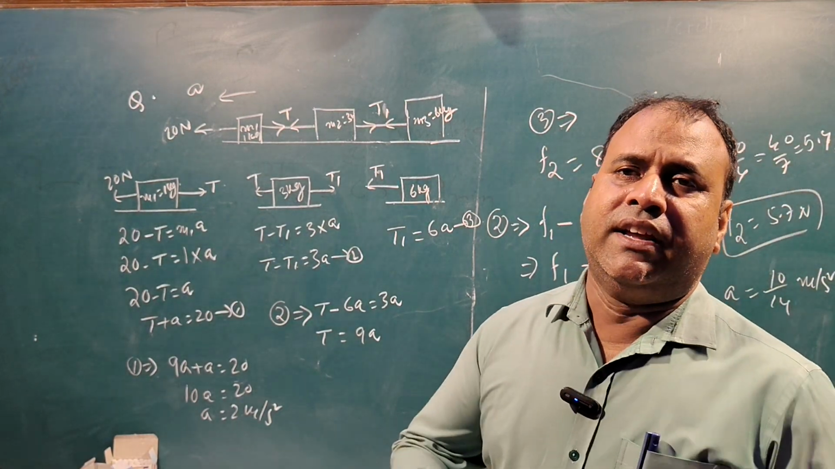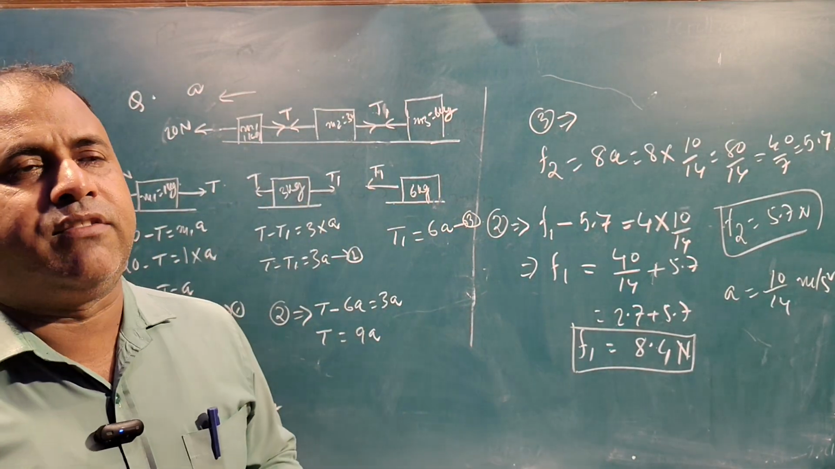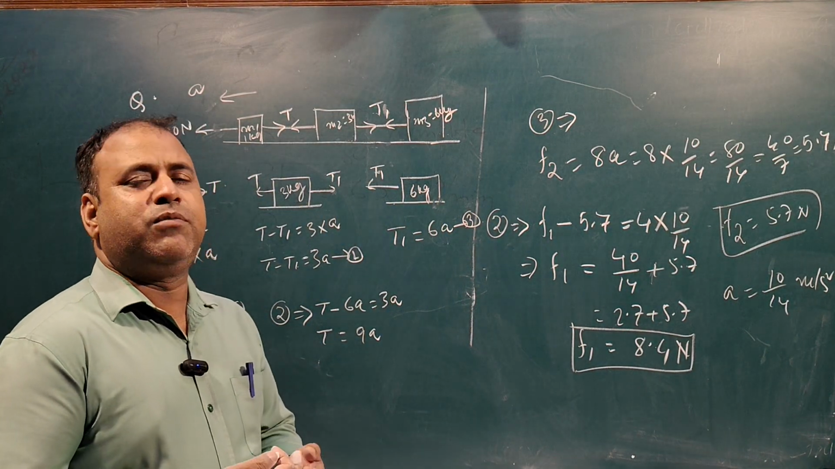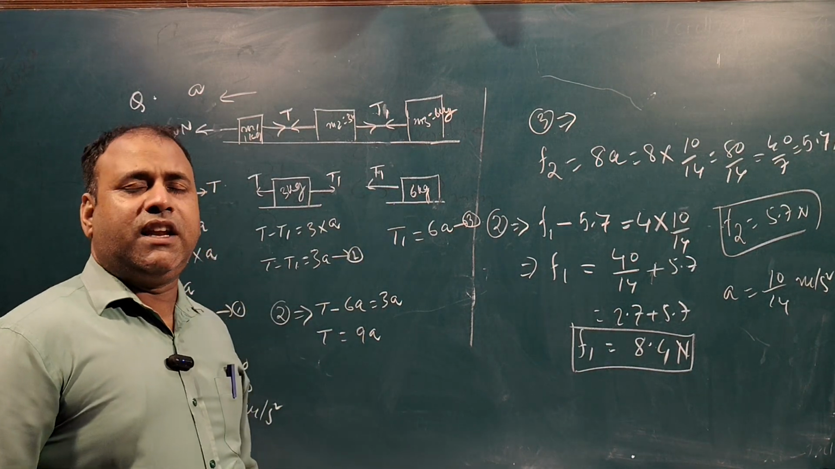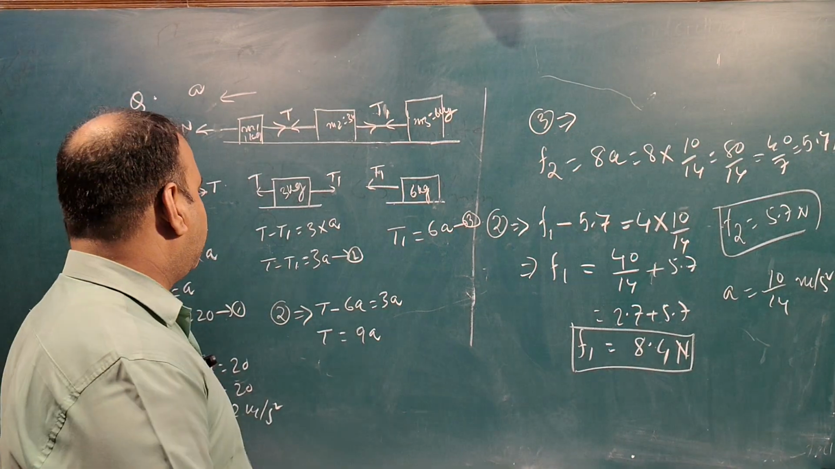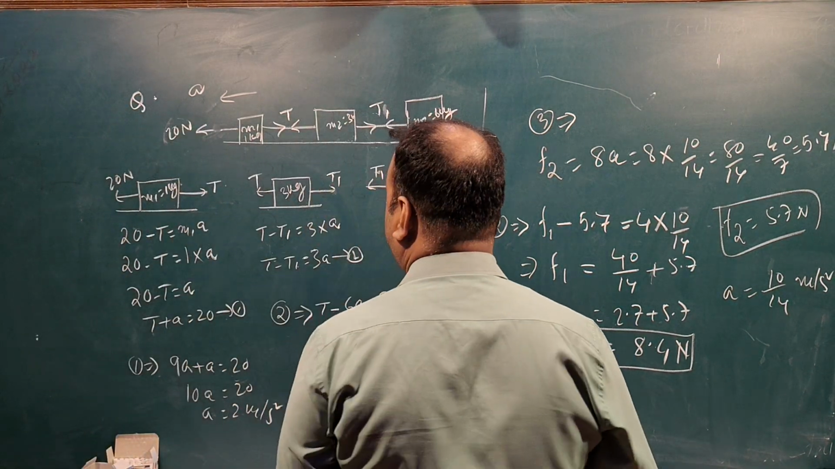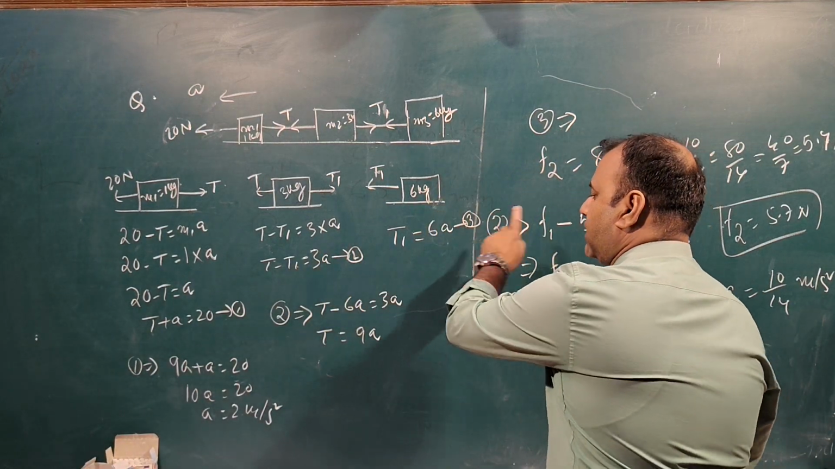Suppose you are given x plus y is equal to 3, x plus 2y is equal to 5, and x plus 5y is equal to 4. These are linear equations, and from linear equations we can easily calculate the values of x, y and z. Similarly, we have used here 3 equations: equation number 1, equation number 2, equation number 3.